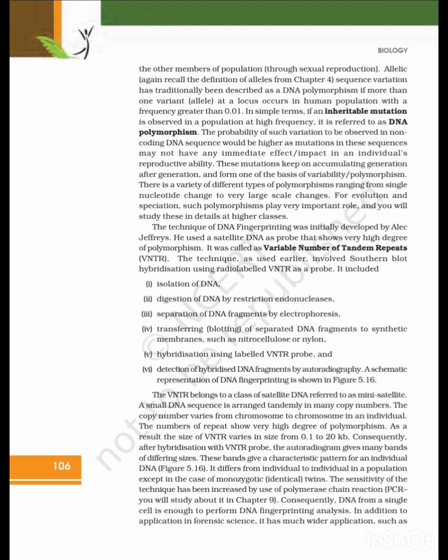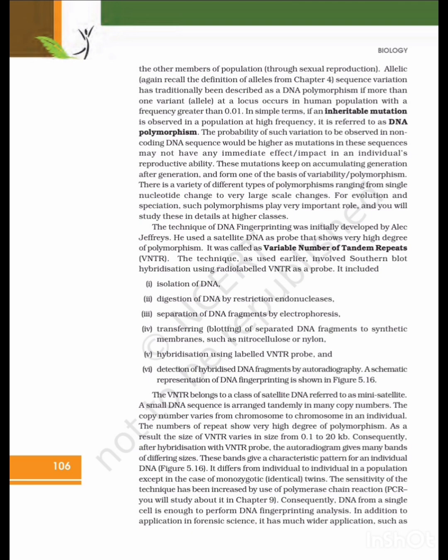as mutation in the sequence may not have any immediate impact on an individual's reproductive ability. Thus, mutations keep accumulating generation after generation and form one of the bases of variability or polymorphism. There is a variety of different types of polymorphism, ranging from single nucleotide change to very large scale changes. For evolution and speciation, such polymorphism plays a very important role, and you will study this in detail in higher classes.